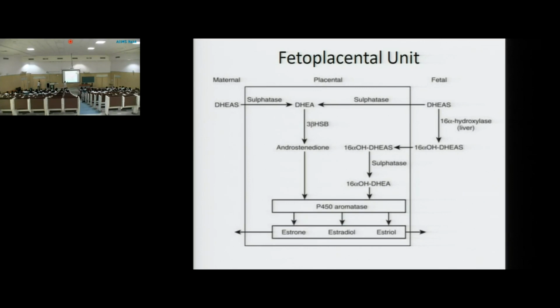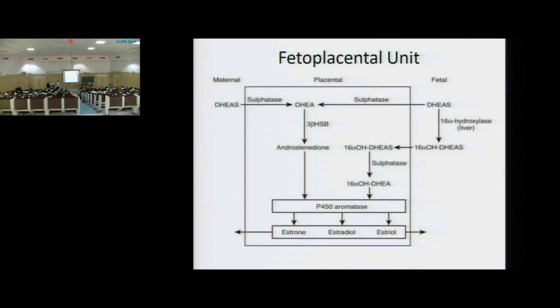Okay. So now we are talking about three things: the maternal blood, the placenta, and the fetal blood. When we consider this, it is actually a unit, the fetoplacental unit. This is a schematic representation, a flowchart diagram of the stages occurring and leading to the development of the hormones inside this fetoplacental unit. These act together, hence a unit has been named.